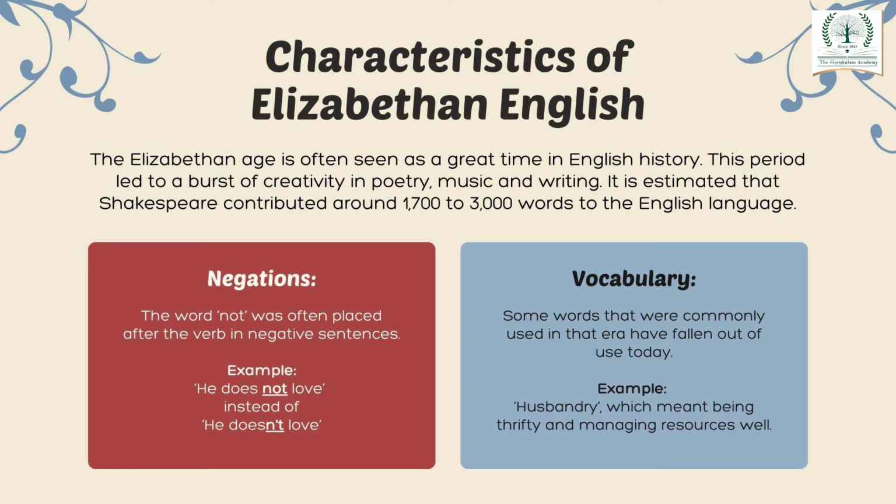Negations. The word "not" was often placed after the verb in negative sentences. Example: "does not love" instead of "he doesn't love." Vocabulary. Some words that were commonly used in that era have fallen out of use today. Example: husbandry, which meant being thrifty and managing resources well.